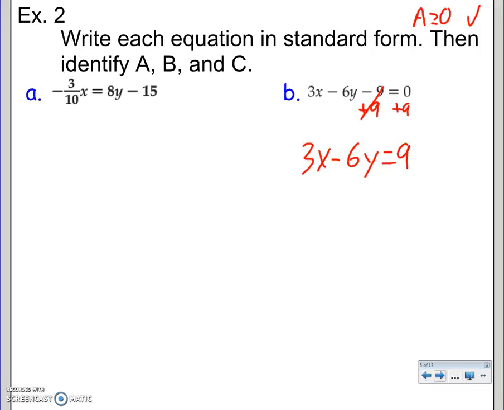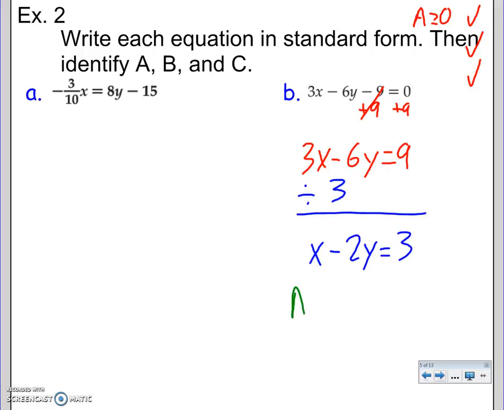So x, y on the same side, c by itself, rule number 2, check. Alright, rule 3, no fractions or decimals, I don't see any, check, good. And the last rule, can't divide any of the 3 numbers by anything. I can actually divide all of these 3 numbers by 3. So I divide everything by 3, I get 1x, or x, minus 2y equals 3. That's standard form. Now tell me a, b, and c are? Well, a is the number in front of x, which is a positive 1. B is the number in front of y, which is a negative 2. C is the number by itself, that's a positive 3.